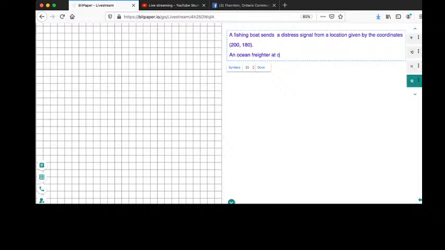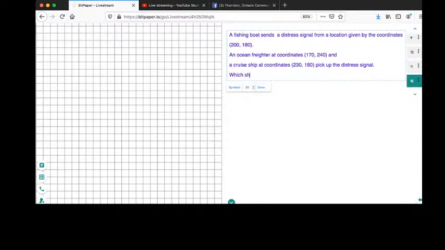An ocean freighter at coordinates 170 and 240, and a cruise ship. Let me just put this in the next line. And a cruise ship. I always thought cruise ship was one word. I guess it's not. At coordinates. Wow, even my typing sucks today. The coordinates 230 and 180 pick up the distress signal. Which ship is closer to the fishing boat?